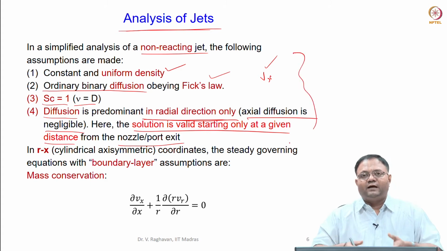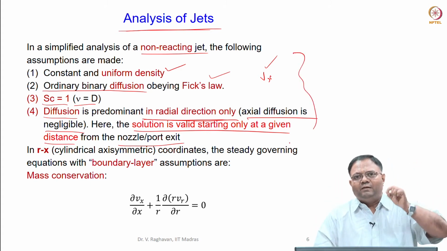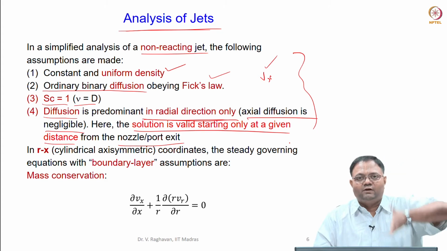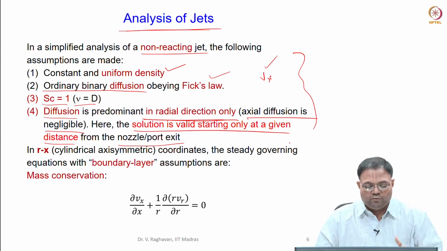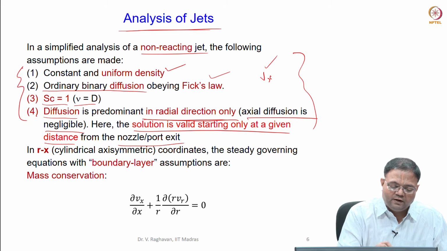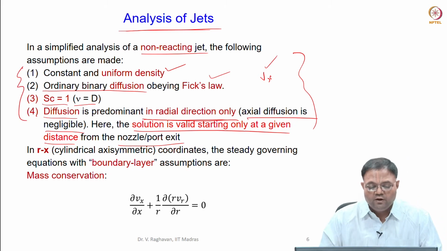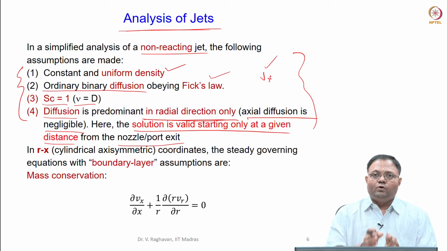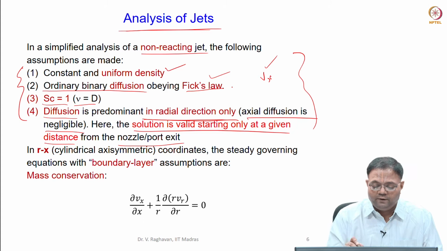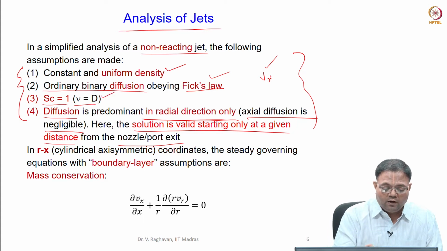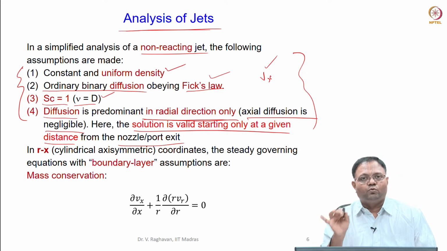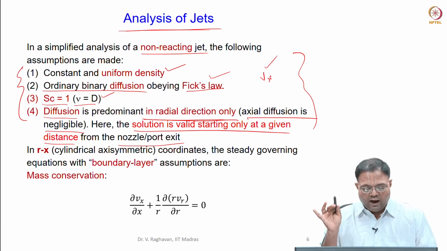We are interested in the jet, which actually spreads to a long distance, and we are looking for the location at which the fuel goes to 0 in the axial direction, that will give the flame height for us. So, let us discuss it later. In the analysis of the jet, these are the simplifying conditions which we have: constant and uniform density, ordinary binary diffusion, that is fuel and air, that is all. There are two fluids, binary fluids, which are present. Fick's law is obeyed for the ordinary diffusion. Then the Schmidt number is 1. Then diffusion is predominant in the radial direction only, because convection is going to take care in the axial direction.